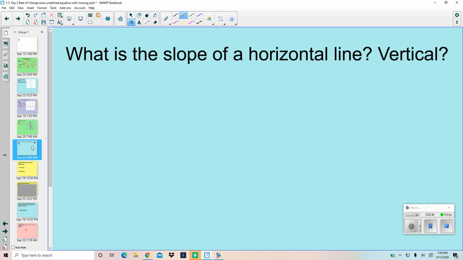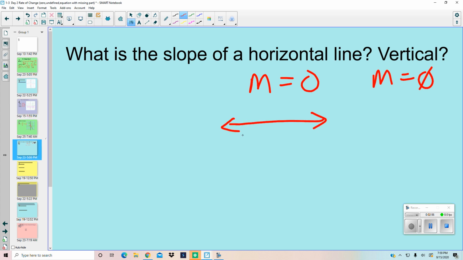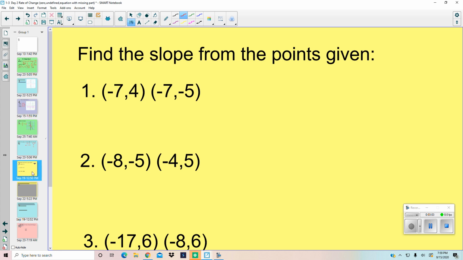All right, so horizontal line, slope is 0. Vertical line, slope is undefined. Horizontal is like this, vertical is like that. So if you're given ordered pairs, can you easily find the slope? Well, yes, you take y minus y, so 4 minus -5, over -7 minus -7.